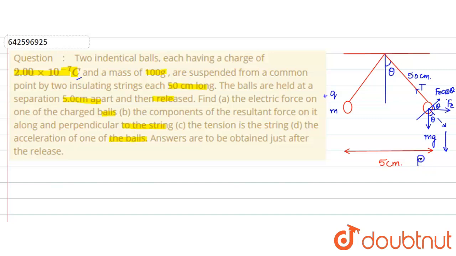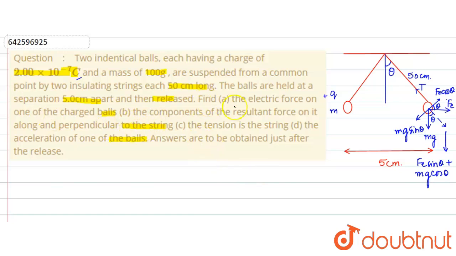So it will be Fe sin theta. Similarly, mg will have a component along this line. You can see that this is mg, so I can add here, this will be mg cos theta, and mg will have a component perpendicular to the string, which will simply be mg sin theta. Now let us try to find all the parts one by one.